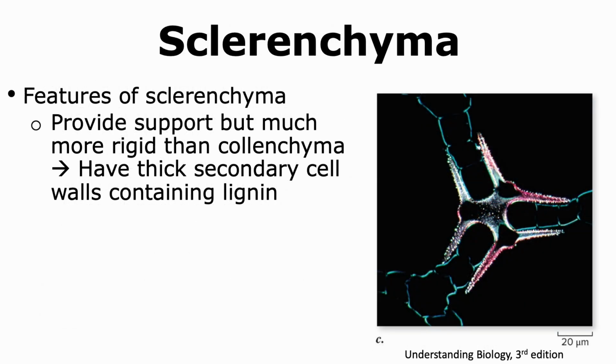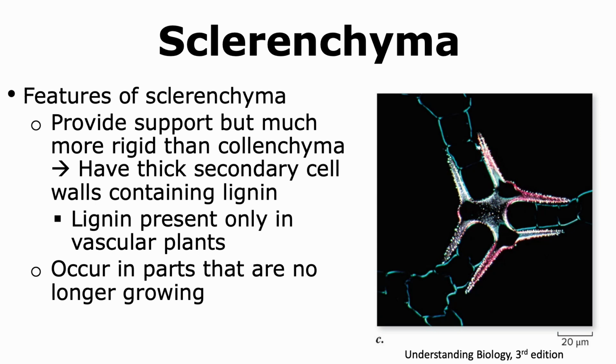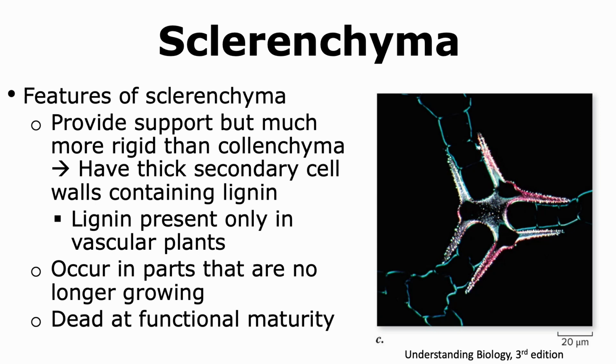Sclerenchyma cells are similar to collenchyma cells in that they provide support. However, they are much more rigid than collenchyma cells. This is because they have a thick secondary cell wall that contains lignin. Lignin is present only in vascular plants. Sclerenchyma occurs in parts of the plant that are no longer growing. In order for the sclerenchyma cells to perform their function of providing support, they have to die and hence are dead at functional maturity.